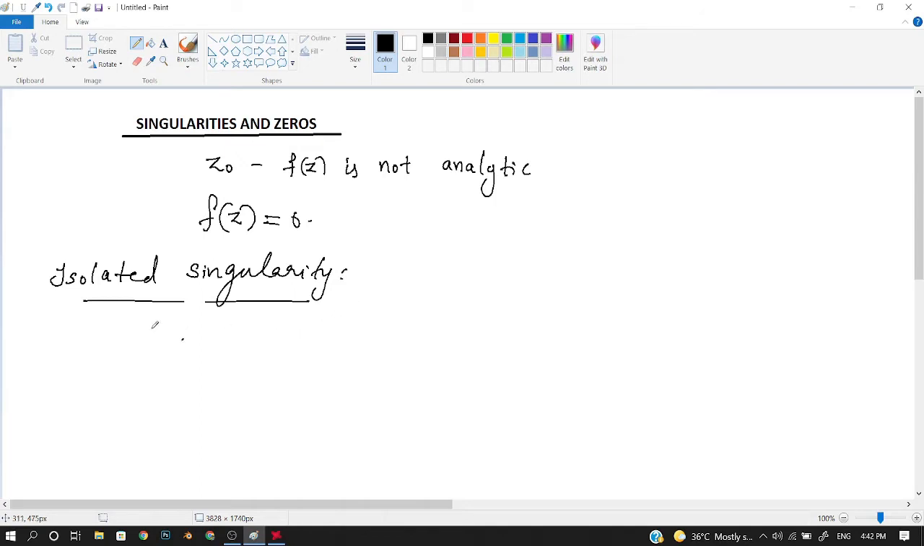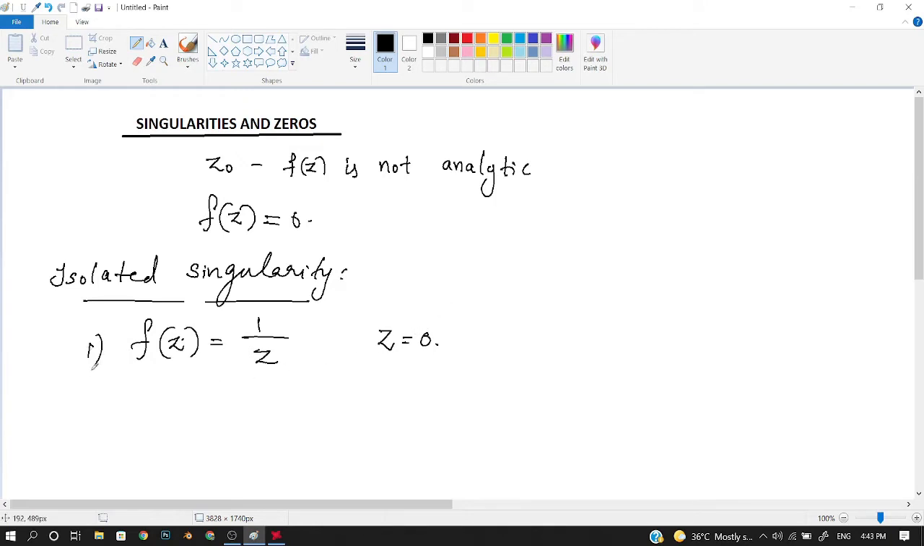For example, consider the function f of z is equal to 1 by z. Now, to find the non-analytic point, we can equate the denominator to 0. So, z is equal to 0 is a singular point. Now, z equal to 0 is the non-analytic point and there is no other non-analytic point in the neighborhood of z is equal to 0. So, z equal to 0 is an isolated singularity.